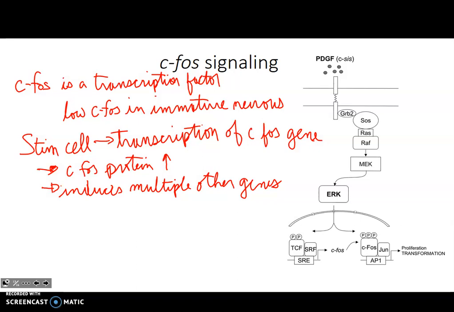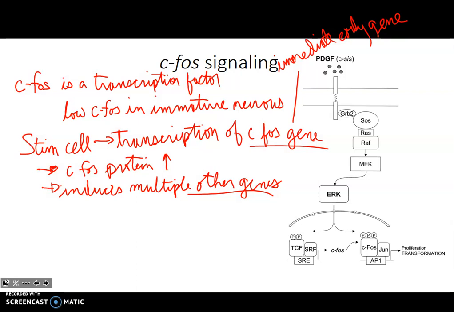The textbook uses this term, and you'll see it sometimes: CFOS is considered an immediate early gene. The CFOS gene is, because it's one of the first genes that gets turned on as neurons are developing. Other genes downstream of CFOS, these multiple other genes, are called delayed response genes because they require the CFOS gene be activated first. So that's how CFOS signals and why it can be used as a marker of development.